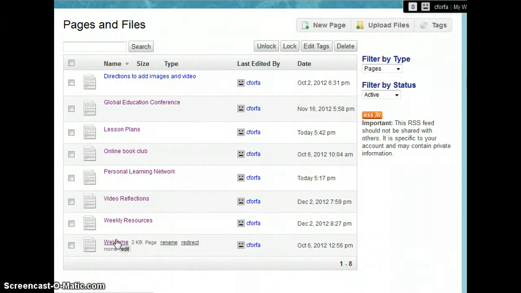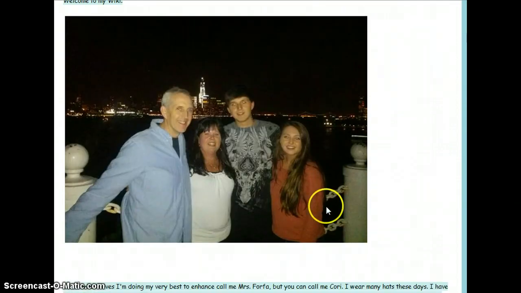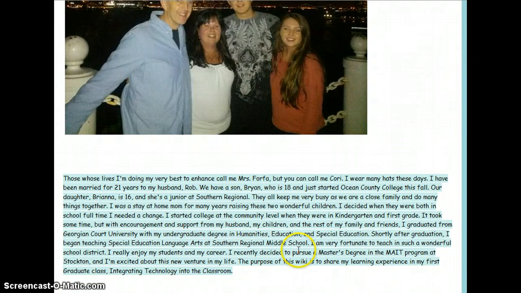I started with a welcome page. This is a picture of my family that I chose to use to highlight my welcome page, and then I wrote a short bio about myself.